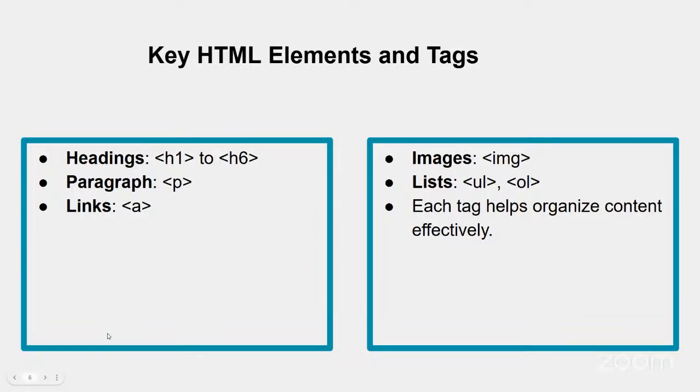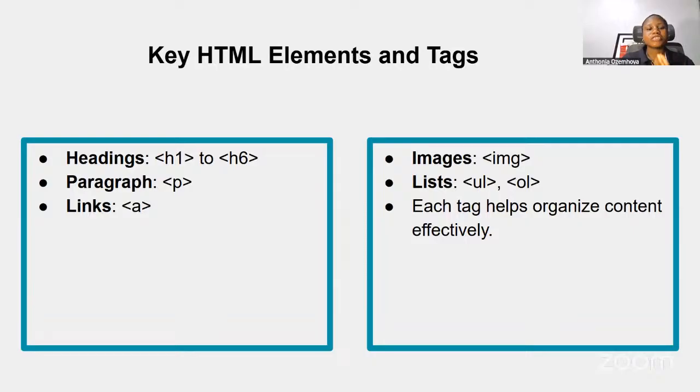So some key HTML elements and tags that we have: headings, which range from H1 to H6. H1 is the first heading. Let me break it down in a simpler way. H1 is like the big heading, then H2 is like a smaller heading. What do I mean by that? When you make use of H2, the font size is smaller compared to H1. When you make use of H3, the font size is smaller compared to H2, and H2 is smaller compared to H1. When you make use of H4, it is smaller compared to H3.